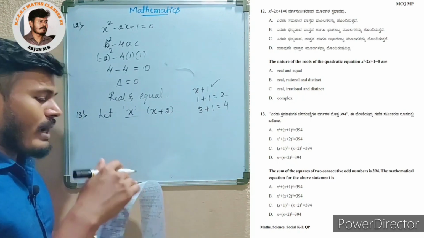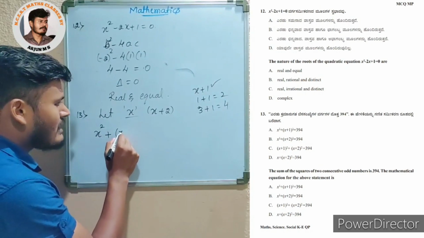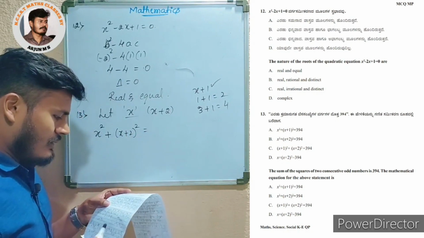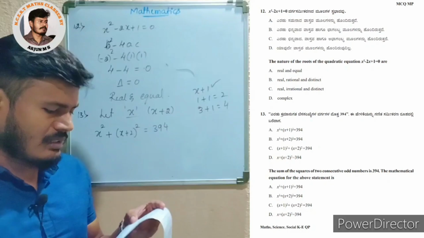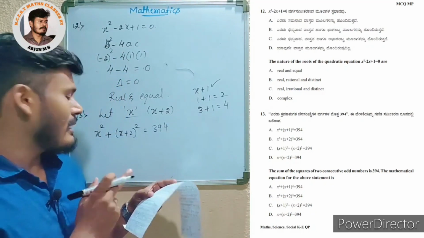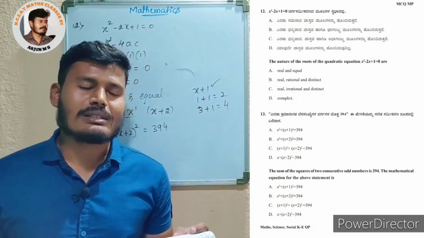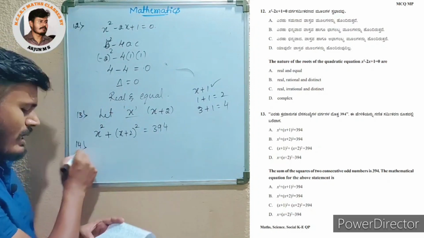So then, they are given the squares of two consecutive odd numbers, x square plus (x plus 2) whole square, which is equal to how much? 394. So this is the correct answer. I think option B, x square plus (x plus 2) whole square is equal to 394, is the correct answer. So now we're moving on to the 14th one.